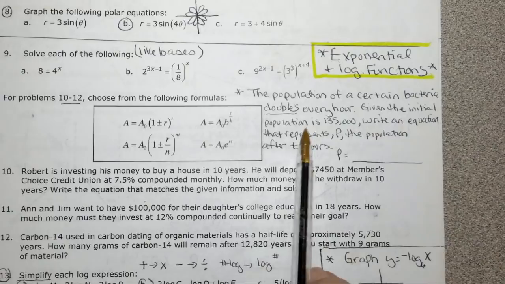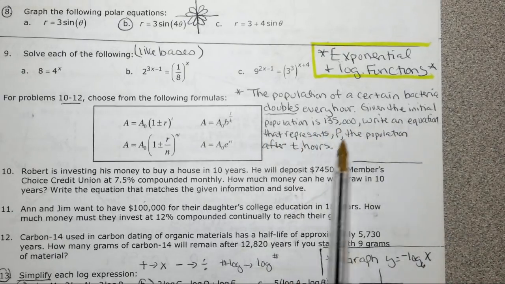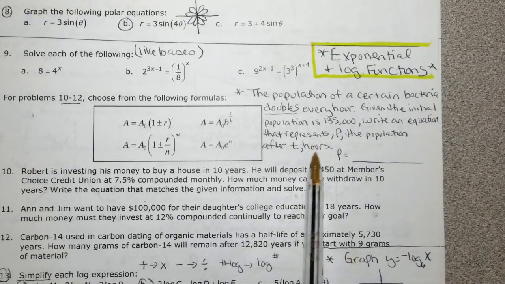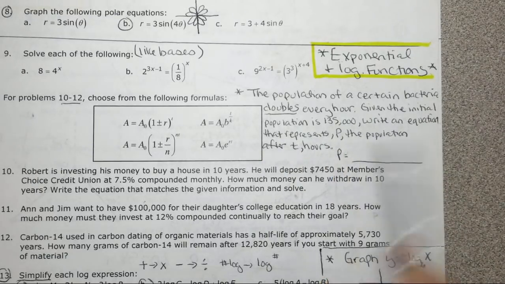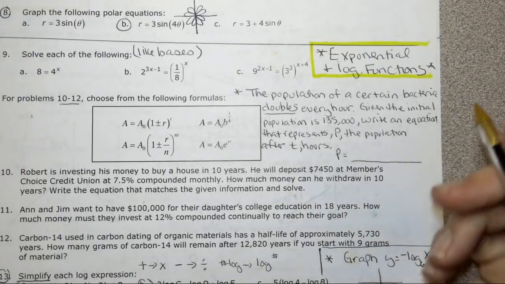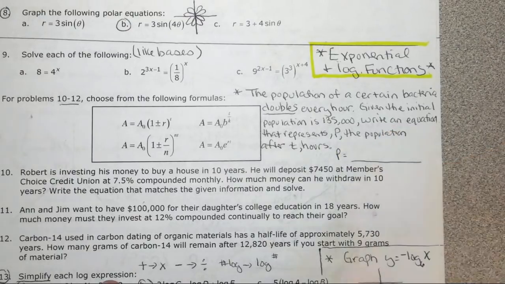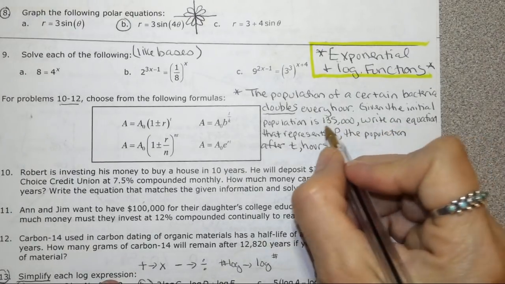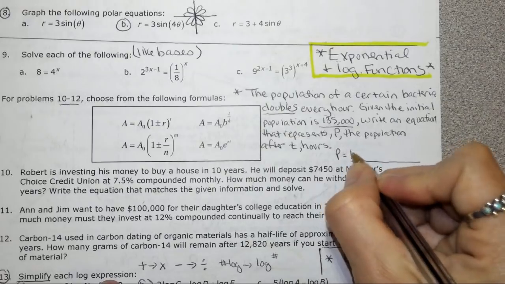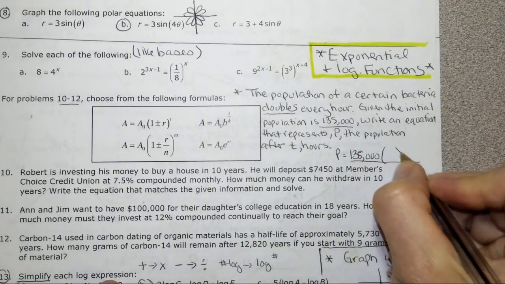Given the initial population is 135,000, write an equation that represents P, the population after T hours. When you're asked to write a problem like this, you did this in Algebra 1 and Algebra 2. However, we did not do a lot of it this year. Anytime you're going to write a growth or decay formula of exponential, you're going to start off by writing the initial value, so 135,000, and then you're going to write your growth rate.